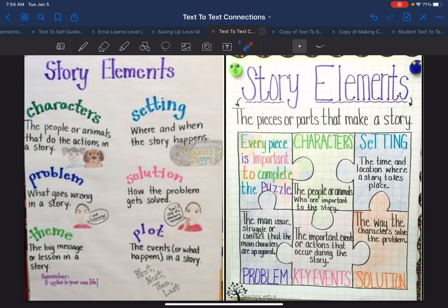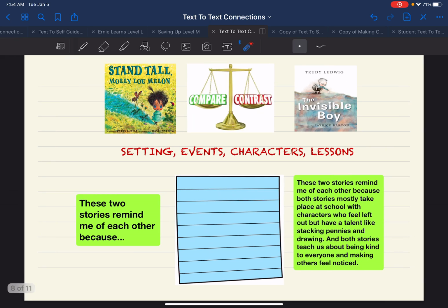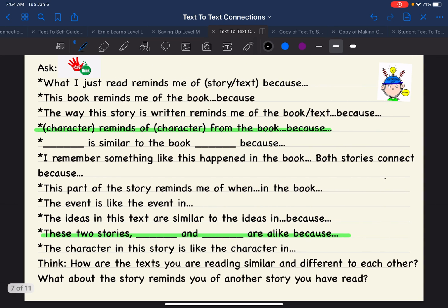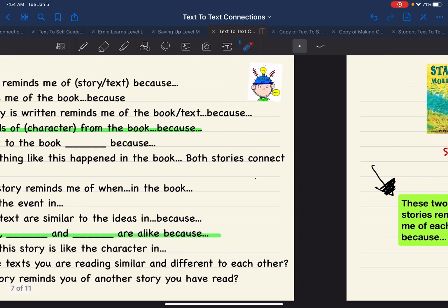So as I think about these story elements and how they're alike and different, the things that stood out to me the most when I compared them were their settings, some of the events in the stories, the two characters, Molly and Brian, and the lessons. The prompt that I used is, these two stories remind me of each other because. You noticed one of the ones I had highlighted was these two stories. So these two stories, Molly Lou Melon and The Invisible Boy, are alike because.